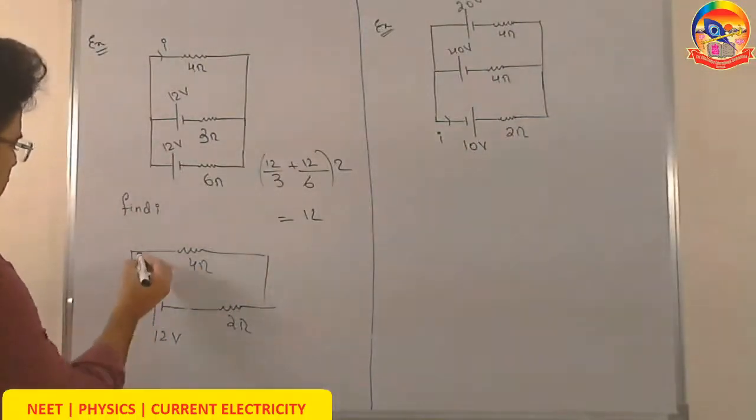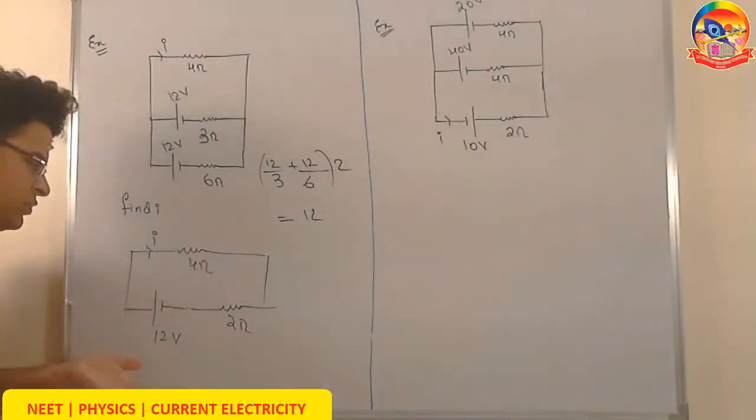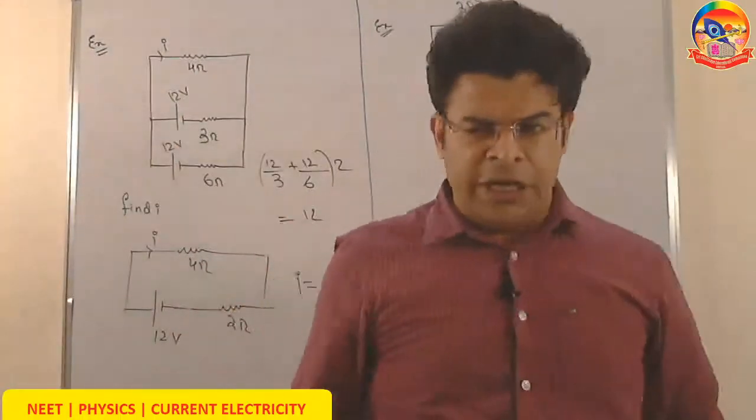Now they are asking what is the value of I. You can see this is a single circuit, the resistance of circuit is 6, EMF is 12. So the current has to be 12 by 6, that is 2 ampere. Now let's do the next question.